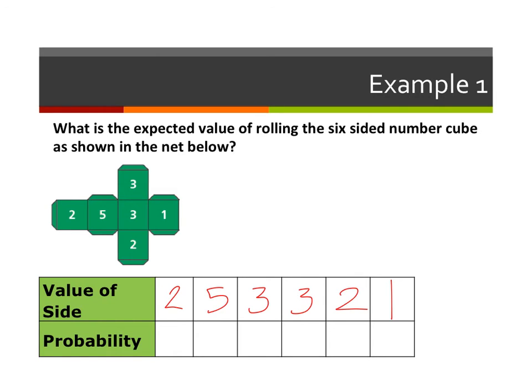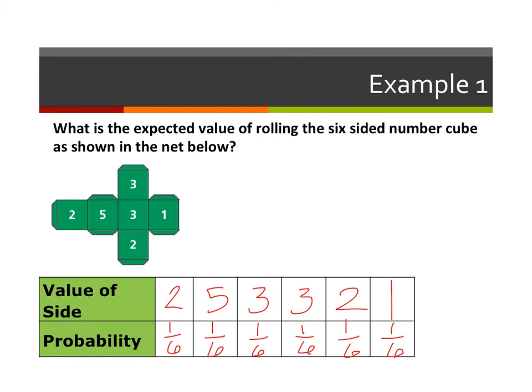Well, probability of rolling the first 2 is a 1 out of 6. Rolling the 5 is 1 out of 6. Rolling the 3 is 1 out of 6. Rolling the second 3 is 1 out of 6. Rolling the second 2 is 1 out of 6. And rolling the 1 is 1 out of 6.